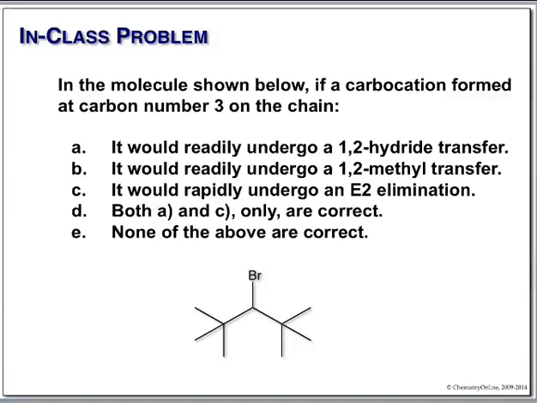Remember, once we have a carbocation here, just like a hydride can shift over, if you don't have a hydrogen, the methyl group is the next lightest thing, and it can actually just simply slide from here to here to make the product. So yeah, that's a good one. Rapidly undergo E2 elimination. No, it can't. There's no hydrogen. This is our carbocation. Once we do our methyl transfer, we would have this. Therefore, this is the proper answer.